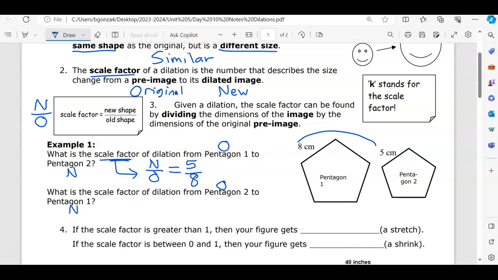That's how it works. So if I'm going to do scale factor again, I'm going to do N over O. New is pentagon 1, which is 8, over the original, pentagon 2, which is 5. So N over O is 8 over 5. Reduce it if you can, but this does not reduce. Okay, are y'all getting how this works? What do you have to remember? You got to know.